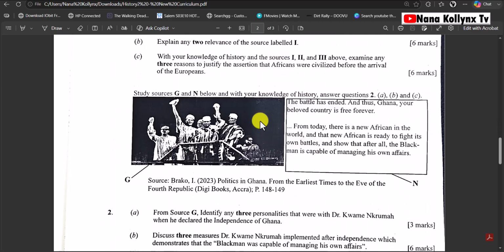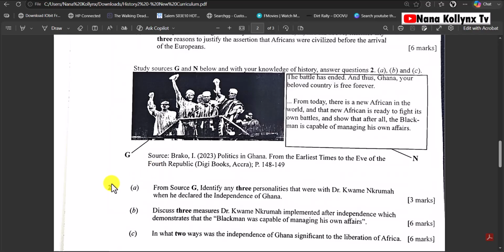Let's move on to question number 2. So this is question number 2. These are the sources here. In question number 2, it says study source G and N below with your knowledge of history. Answer question 2A, 2B, and 2C. This is source G and this is source E. All right.